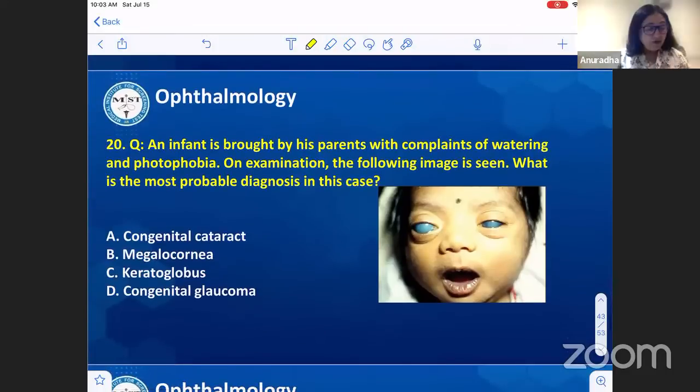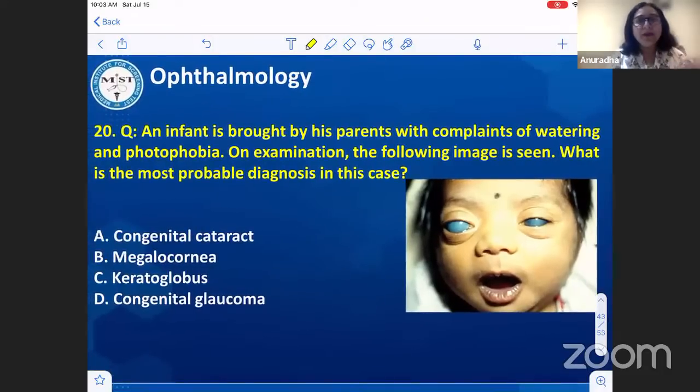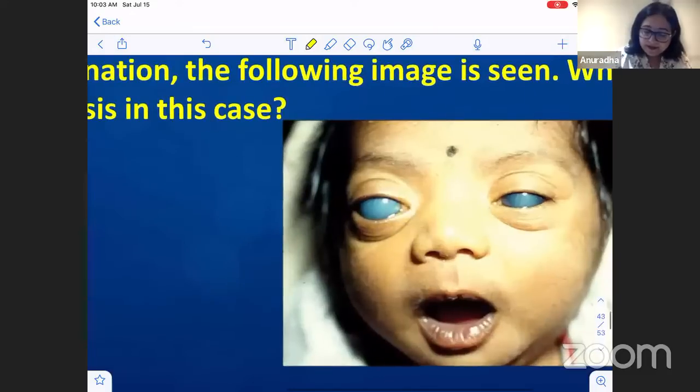An infant is brought by his parents with complaints of watering and photophobia. On examination, the following image is seen. What is the most probable diagnosis in this case? Again, a classic book picture, beta, a classic book picture. Important question has been asked in all exams many times. So a child complaining of watering, photophobia, the following image is seen. What are you seeing in the image?